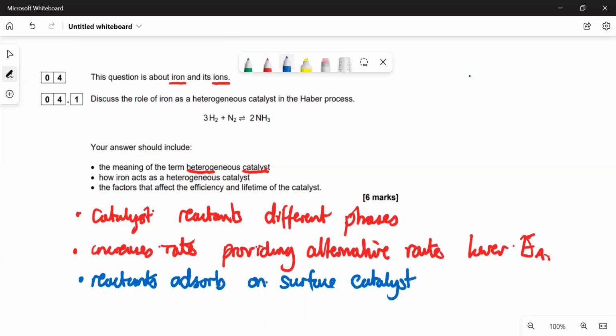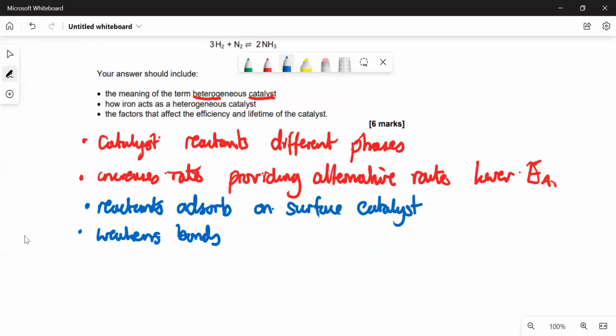That is very vague here at A level. You need to know this weakens the bonds. I would definitely say that and really explain how it does. And that enables the reaction to occur. And then we need to say the products then leave the catalyst, they desorb from the catalyst.